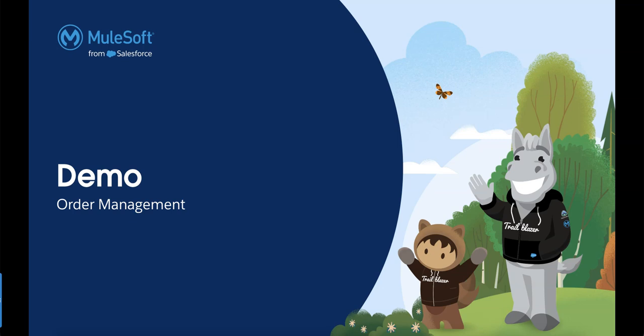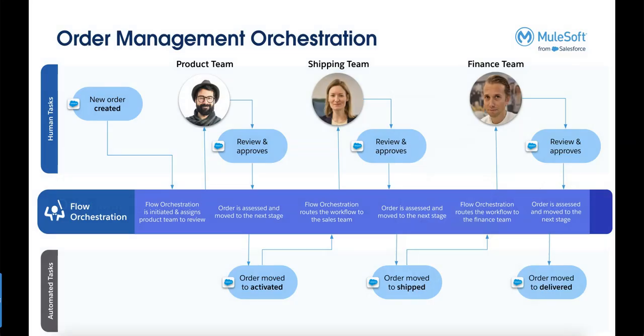So with flow orchestration, we can simply streamline the whole order management lifecycle and bring the workflow to the right team at the right time. So how it looks is this: a super simple example of an order process involving human tasks from the moment an order is created, and of course automated tasks where the order is being shipped into the next phase.